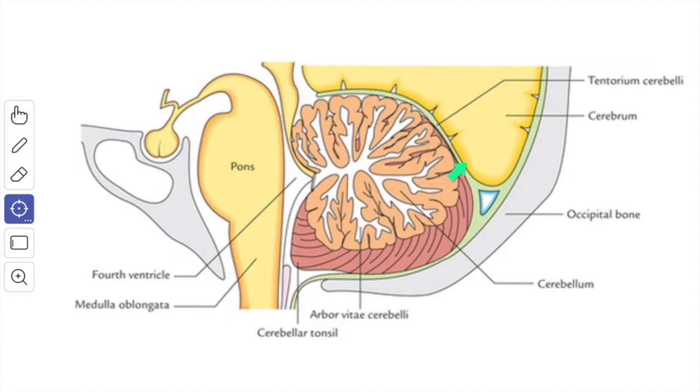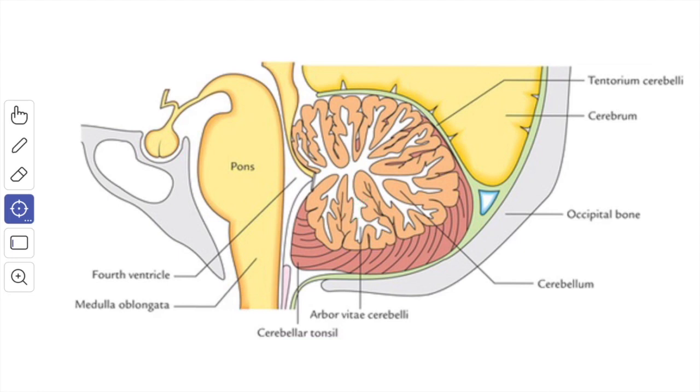So this is the tentorium cerebelli. So it is present underneath the tentorium cerebelli and behind the pons and the medulla oblongata. It is separated from the pons and the medulla by a cavity of the fourth ventricle. So this is the fourth ventricle which lies between the pons and medulla oblongata in front and cerebellum behind.